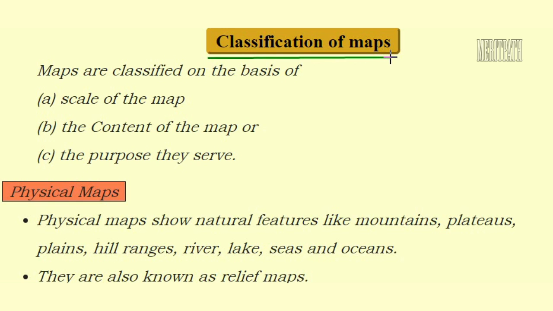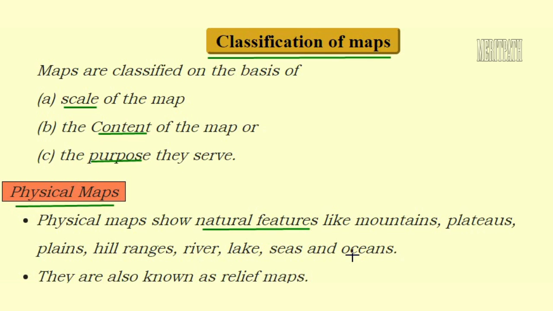Next, let's learn about the classification of maps. Maps are always classified on the basis of three things: scale, content and purpose. Now let's move on to the first type of maps, that is physical maps. Physical maps always show natural features like mountains, plateaus, plains, hill ranges, rivers, lakes, seas and oceans.